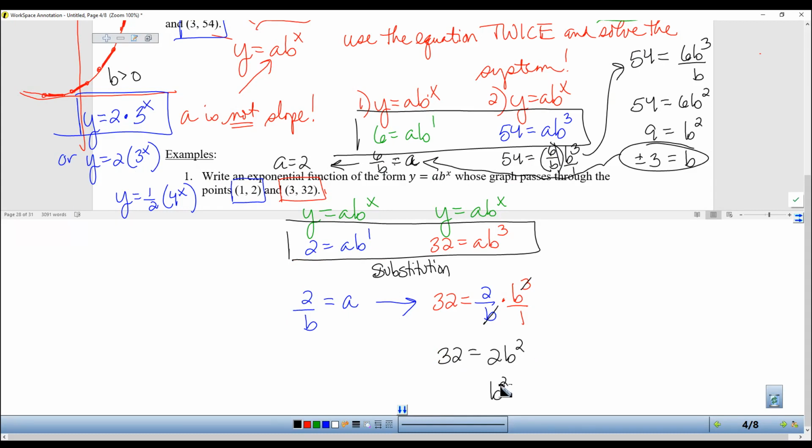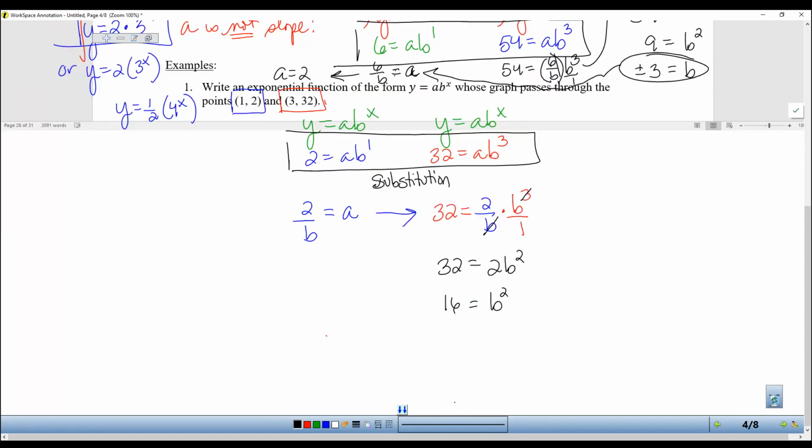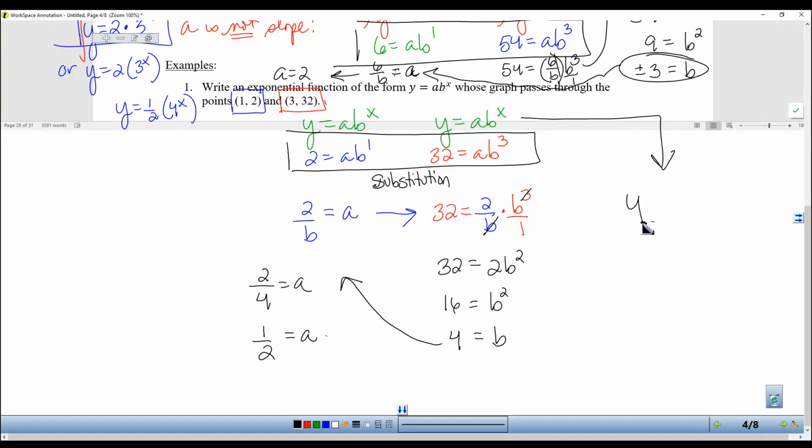Divide both sides by 2 gives me 16, and therefore b is equal to, technically plus or minus 4, but we're going to use b is greater than 0. Now I plug that back into here. 2 over b is equal to a, so a is equal to 1/2. And now I've figured out this equation. It's y is equal to 1/2 b to the x.